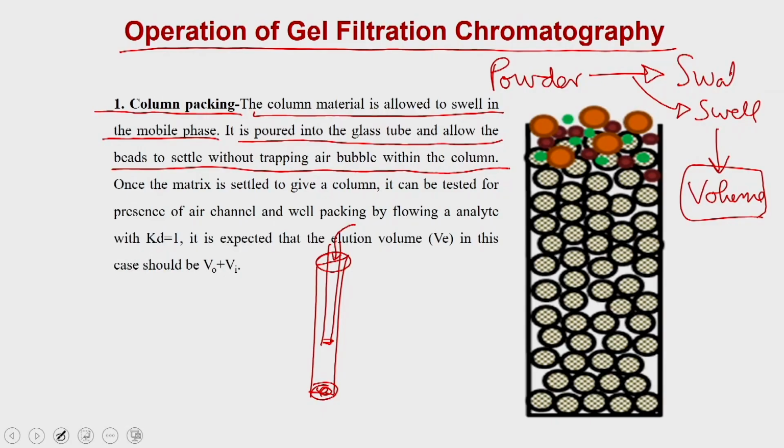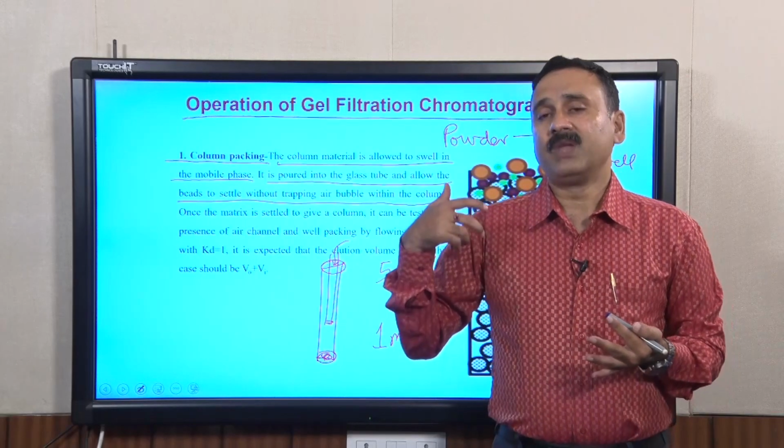Now, what will be the relationship between the column packing flow rate and the flow rate at which you can operate this column? Suppose I am packing this column at 5 ml per minute. If I am packing this column at 5 ml per minute, it is recommended that you should not use this column beyond 1 ml per minute.